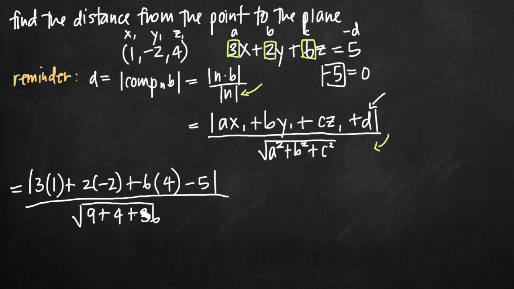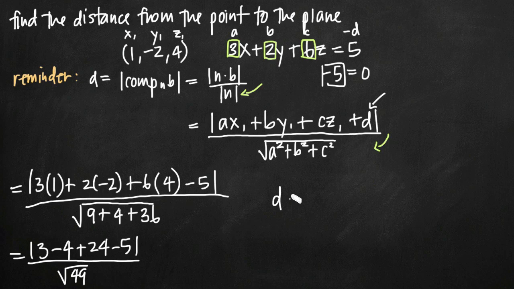We want to take the square root of that sum, and when we simplify here, we have 3 times 1, which is 3, 2 times -2 is -4, 6 times 4 is 24, and then -5, and in our denominator, we'll get 9 plus 4 is 13, plus 36 is 49, so we get the square root of 49. Now, if we continue to simplify here, remember we're finding d, which is the distance between the point and the plane. So d is going to be equal to 3 minus 4, which is -1, plus 24 is +23, minus 5 is +18.